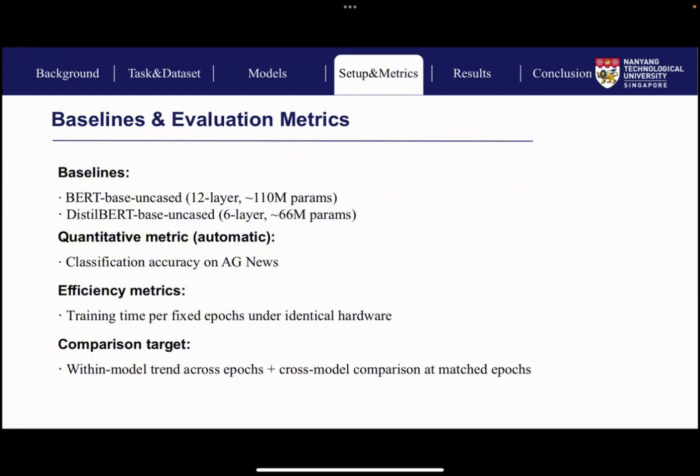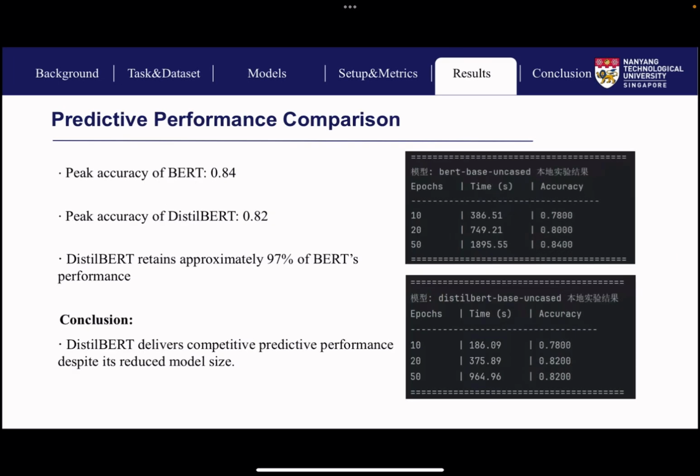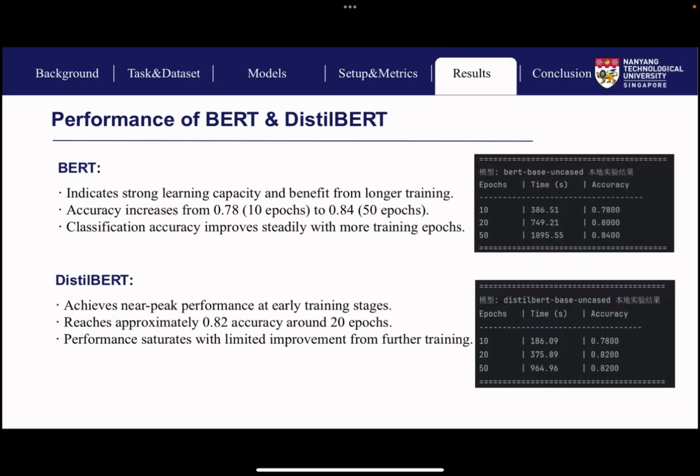We didn't just look at the final score, we tracked the model's accuracy trend across epochs. We wanted to see if the smaller model learns differently. Does it converge faster? Does it hit a plateau earlier? Let's look at the results. Let's take a look at the experimental log in the slide.